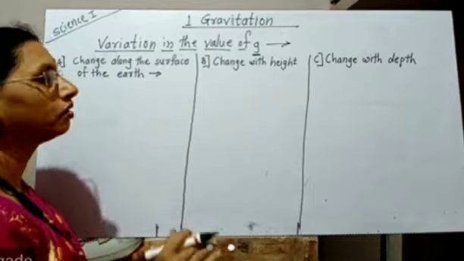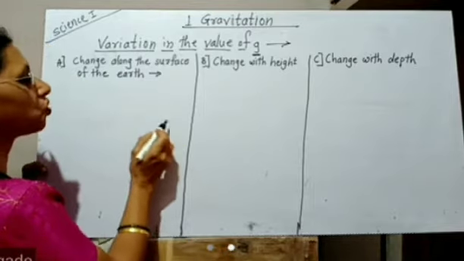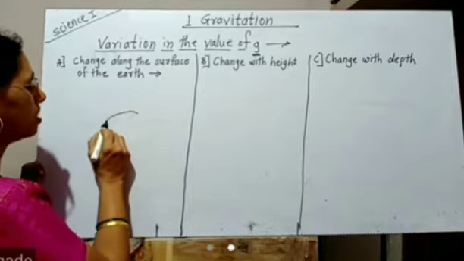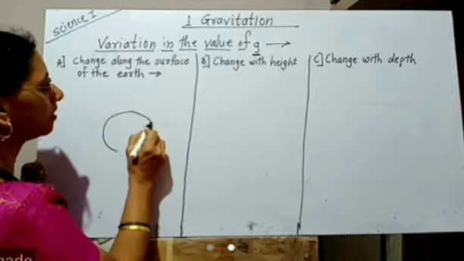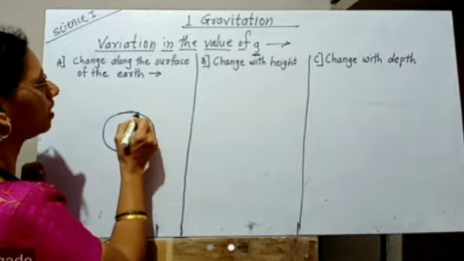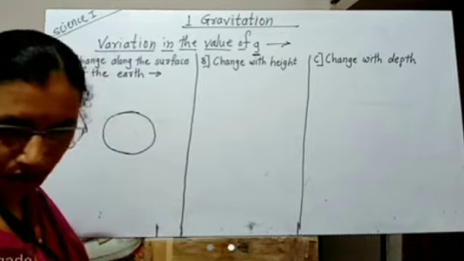Now we know that due to the rotation of the Earth, it bulges at the equator and it is somewhat flattened at the poles.